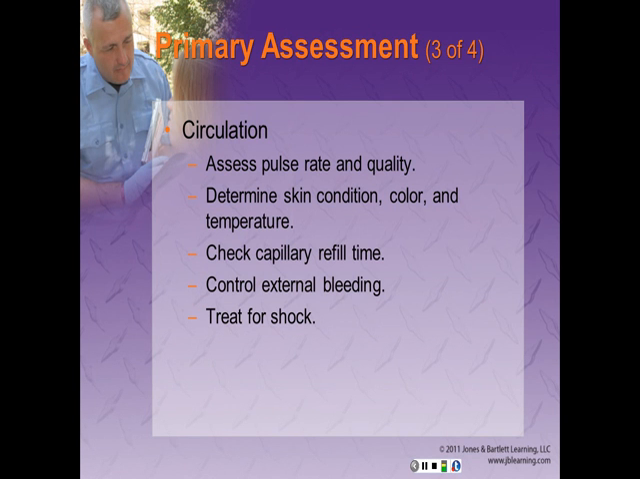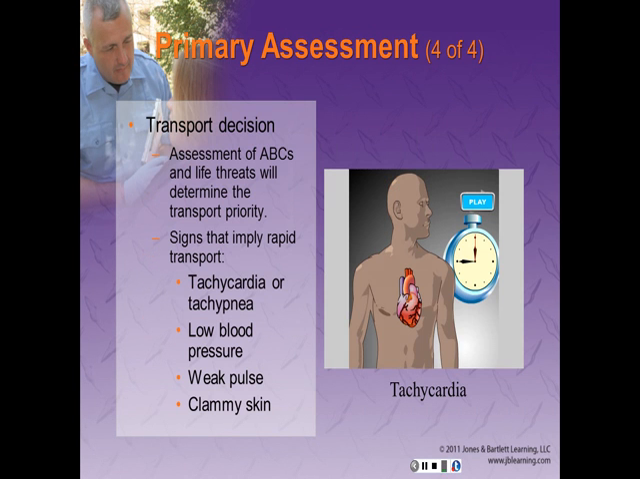refill, and control all signs of external bleeding. You also need to treat for shock by applying oxygen, improving circulation, and maintaining a normal body temperature. Make your transport decision. Assessment of ABCs and life threats will determine transport priority.